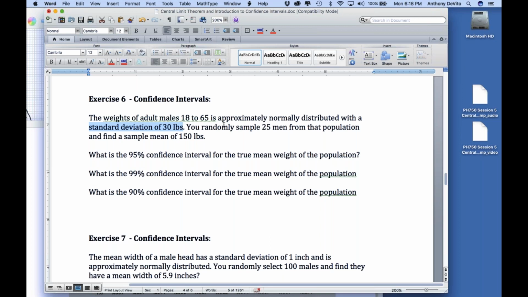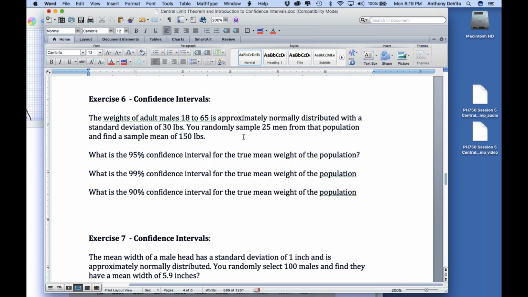If I were to just give you a sample of, what's the sample size here? 25 people, and told you the mean of those 25 people that we sampled, and the standard deviation of the sample, well, then you'd have 2 pieces of uncertainty. The mean is uncertain, and the standard deviation is uncertain because you don't know what the population standard deviation really is. So for today, I'm giving you the population standard deviation, and for all the rest of today, we're going to work that way. Okay, so the weight of adult males 18 to 65 has a standard deviation of 30 pounds, population standard deviation. You randomly sample 25 men from that population and find a sample mean of 150 pounds.